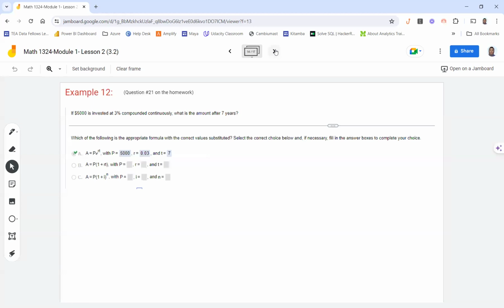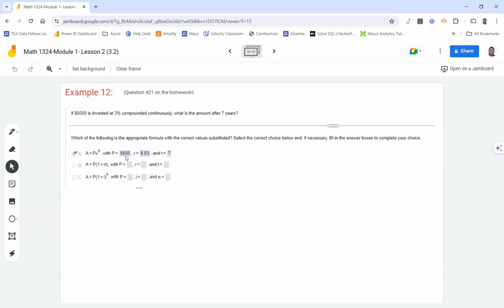Question 12, which is question 21 on the homework. So $5,000 is invested at 3% compounded continuously. The key words are compounded continuously. It tells me that my formula is P times e to the power of rt, which is the first one. And we're going to plug the numbers into the correct spots.